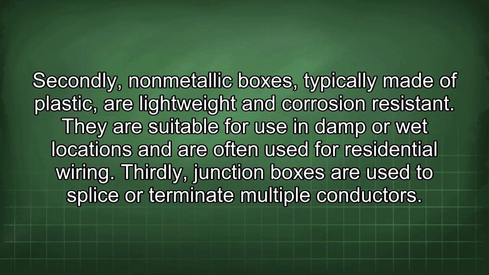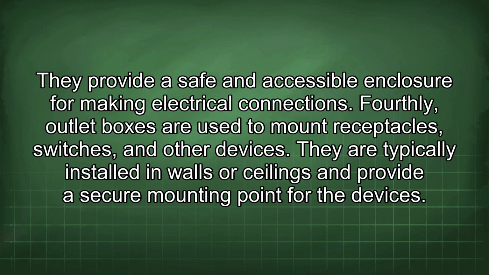Secondly, non-metallic boxes, typically made of plastic, are lightweight and corrosion resistant. They are suitable for use in damp or wet locations and are often used for residential wiring. Thirdly, junction boxes are used to splice or terminate multiple conductors. They provide a safe and accessible enclosure for making electrical connections.